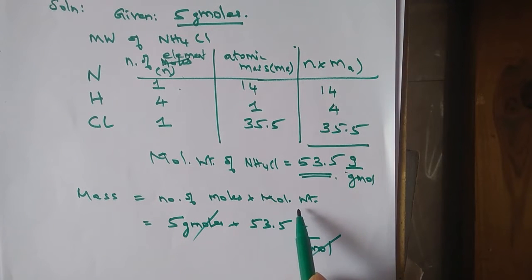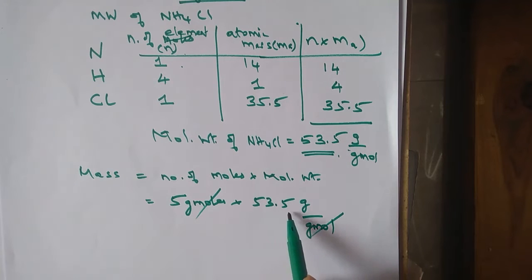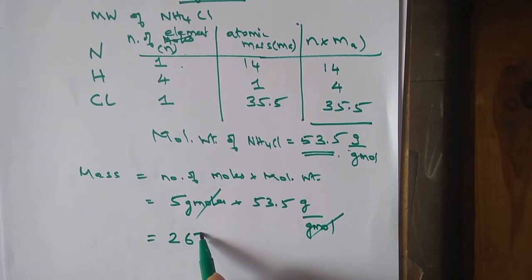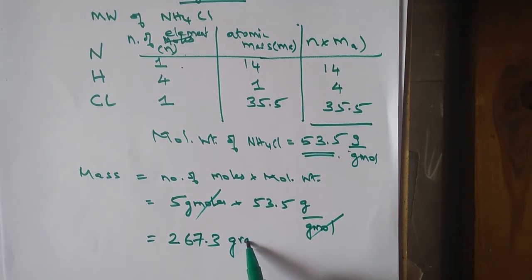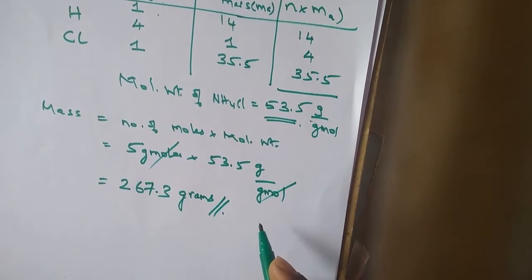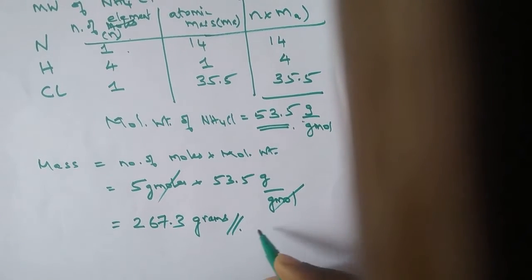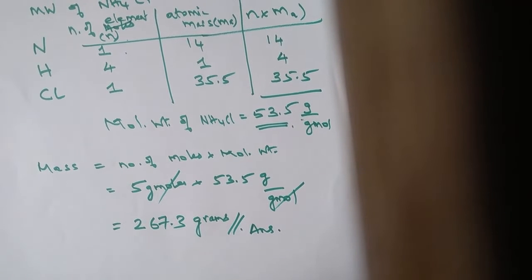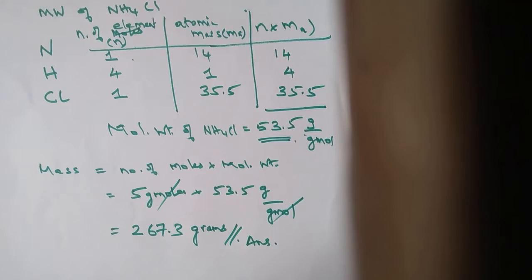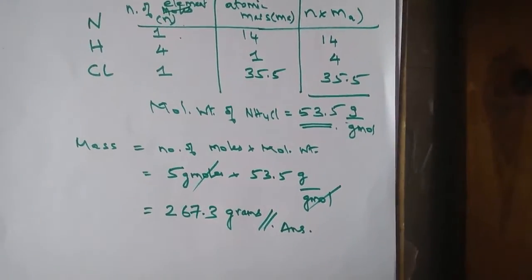So to find the mass, we have multiplied this molecular weight with the number of moles. So gram mole getting cancelled, and we are getting 267.3 grams as the answer. Okay, so that is the required answer. So please write it down as, there will be 267.3 grams of ammonium chloride in 5 moles. So you can write it as a sentence.